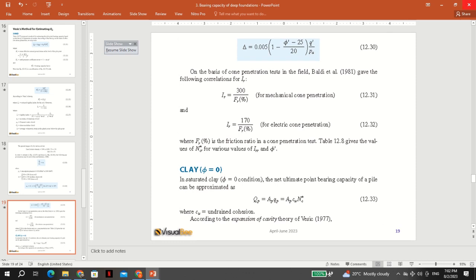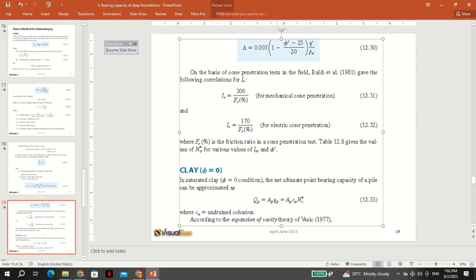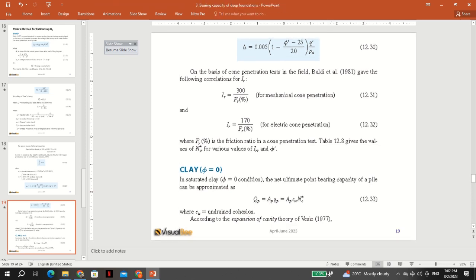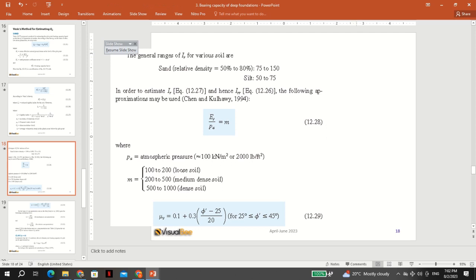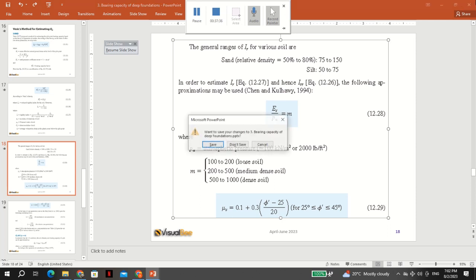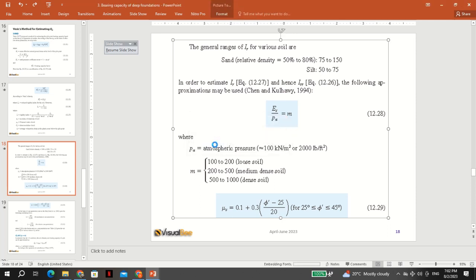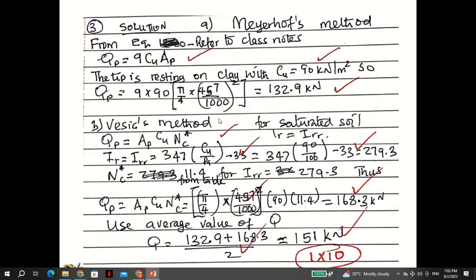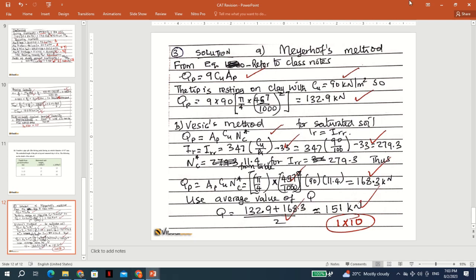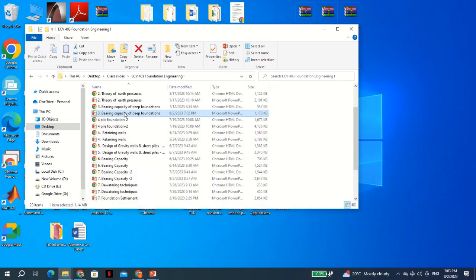I don't know where my cursor has disappeared to. Let's see. My cursor has disappeared. Let me look for it. I don't know why. Control Z. Save. I don't know why my cursor seems to have disappeared.